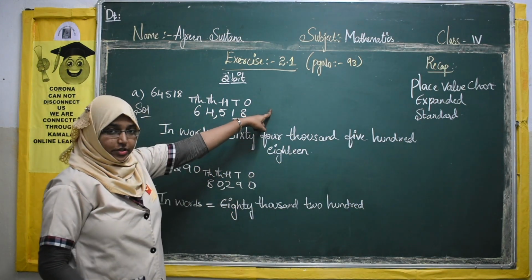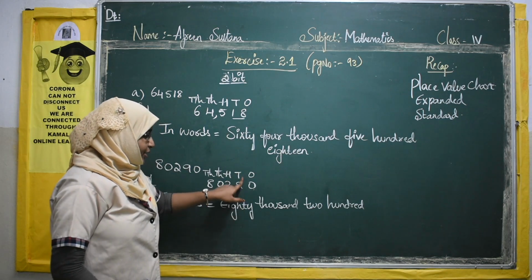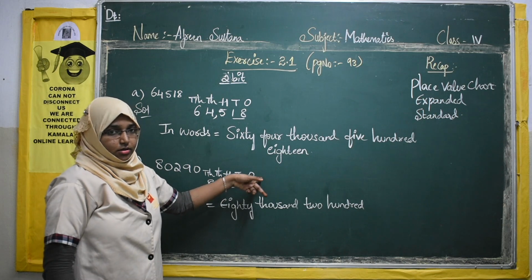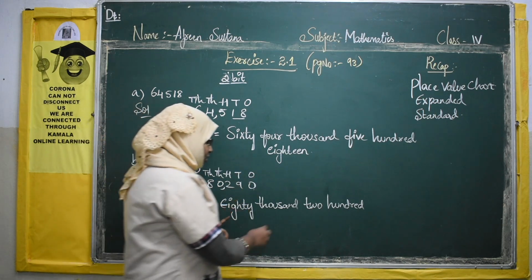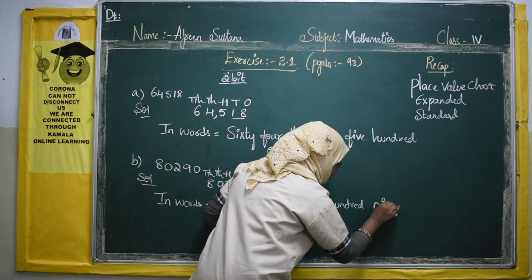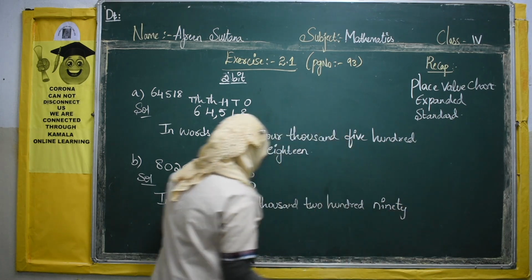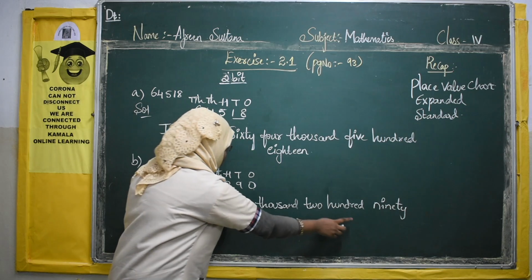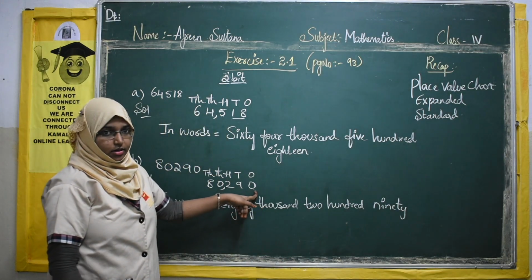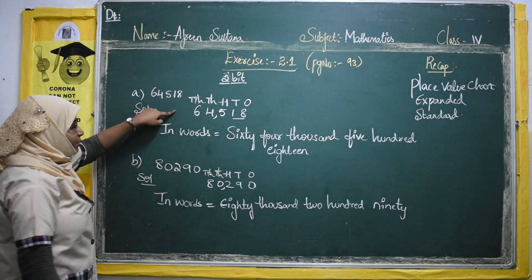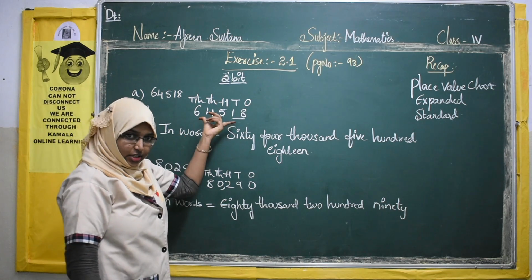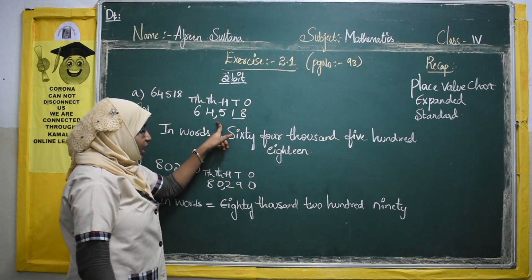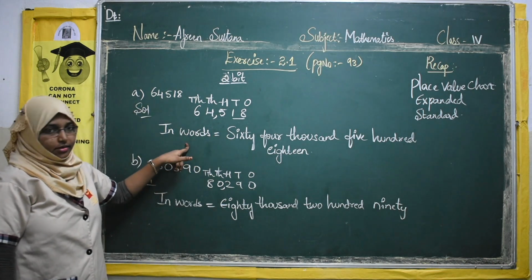Same pattern which we have followed for the first, that is 9 into 10, 90. 0 into 1, 0 ones are 0. So 90. So we have written 80,290. Clear? What is the first step to write the place values? First we will write the given number, then we will place the place values on the top, then we will mark the comma, and then we will write in words.